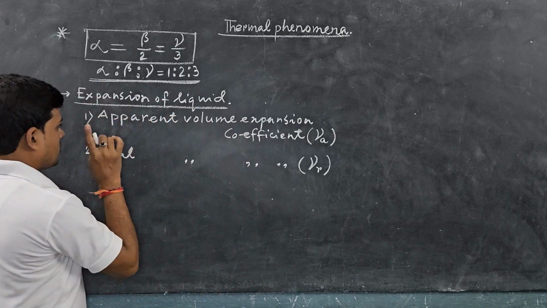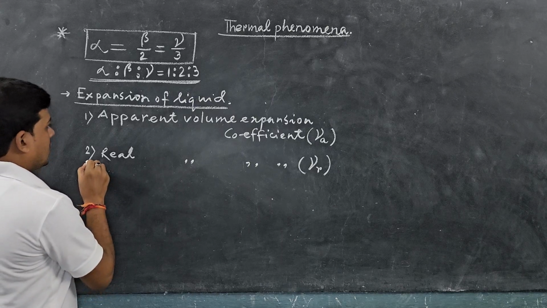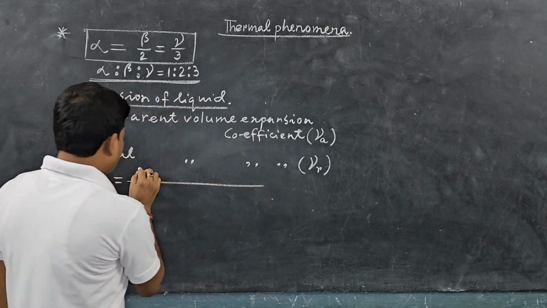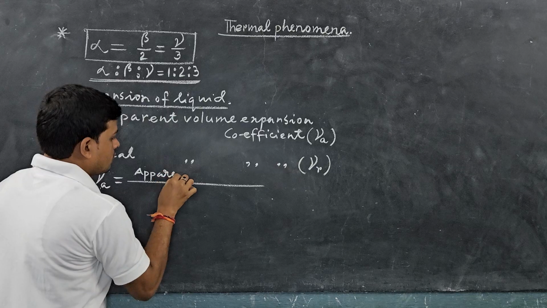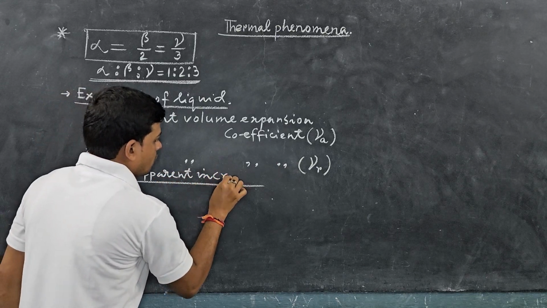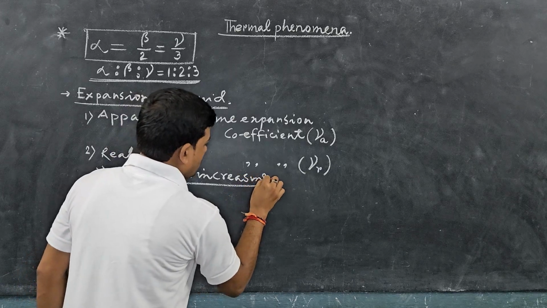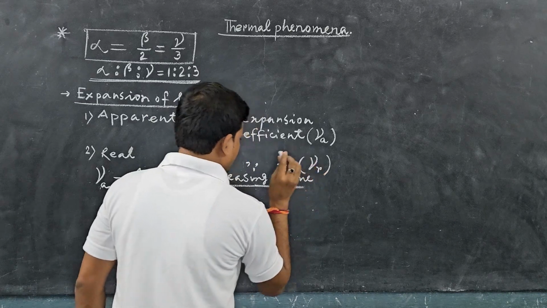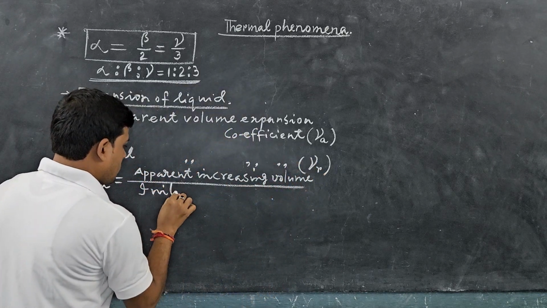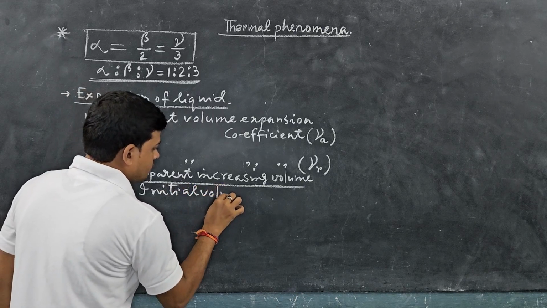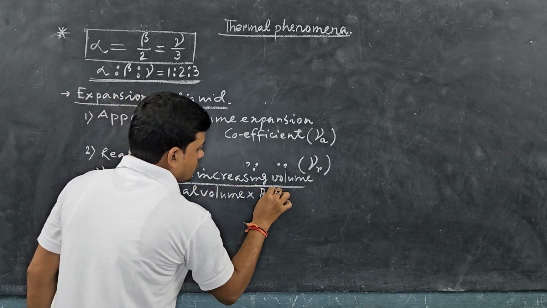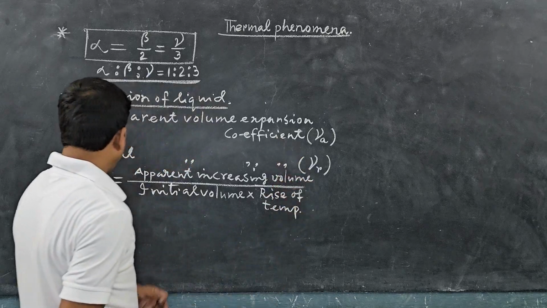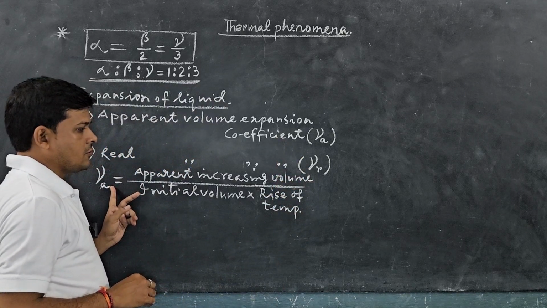That is, we can represent this by the formula: the apparent volume expansion coefficient gamma A is equal to the apparent increasing volume divided by the initial volume into the rise of temperature. This will be the apparent volume expansion of the liquid.